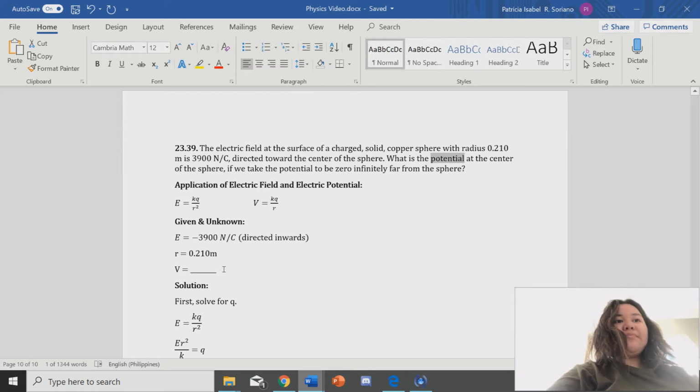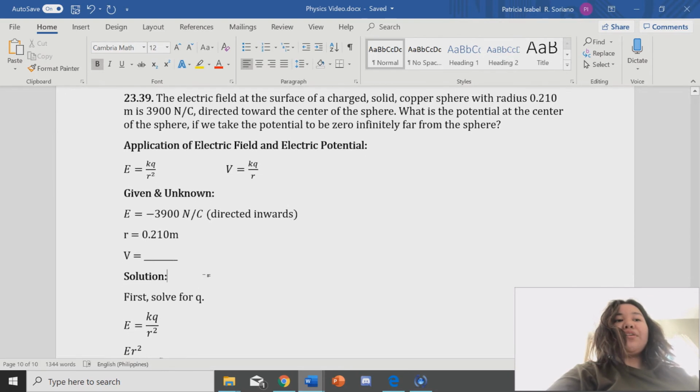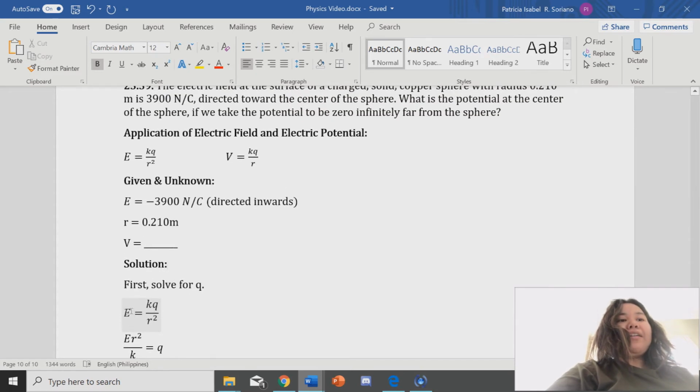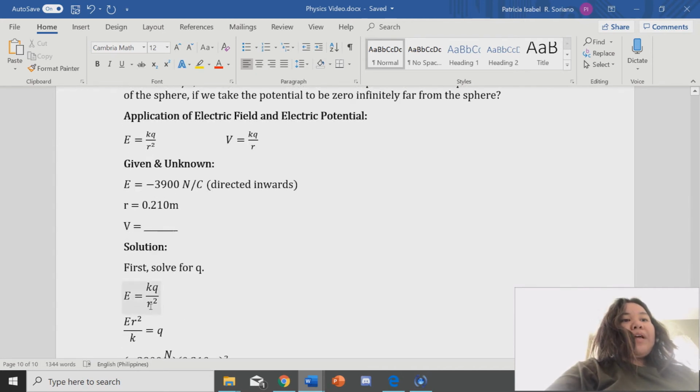All we need is our electric potential. So our solution is simply, first we need to solve for Q. We're going to use our electric field formula to solve for our Q, since we're going to need it for our electric potential formula, kq over r. So by simply multiplying r squared to the left hand side and dividing it by k, we're able to isolate q on the right hand side as shown over here.